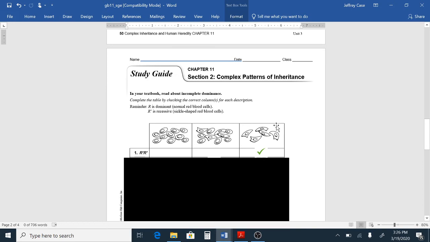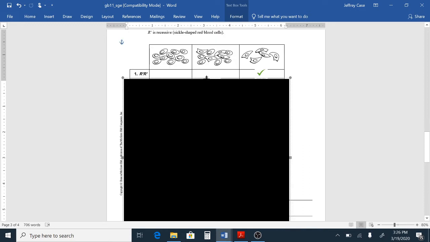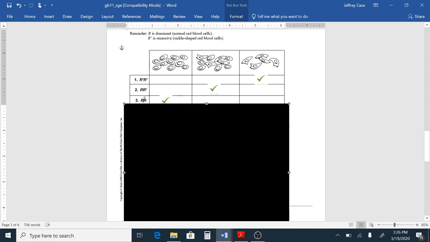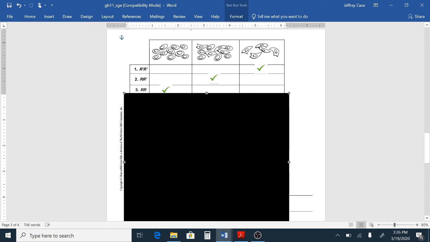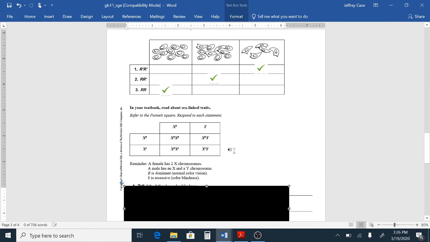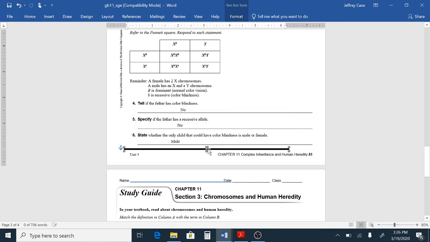Section 2, this is a quick one, dealing with, in this case, incomplete dominance. Okay, we have R prime as the genotype that represents the sickle cell red blood cells. R and R prime is both, and RR would be normal red blood cells. All right. Refer to the Punnett square. Some reminders there. I'm just going to zip right through this.